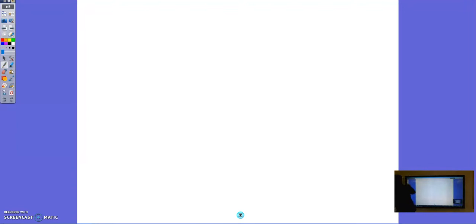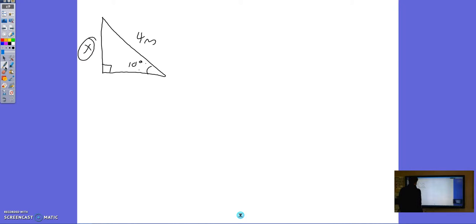All right, year 9s. So far we have looked at, given a right angle triangle, how to find either the opposite, or the adjacent, or the hypotenuse side lengths. The way that we have done that is we have said, all right, if we give you an angle, say 10 degrees, and we give you one of the side lengths, say 4 meters, how do we find the unknown side length?